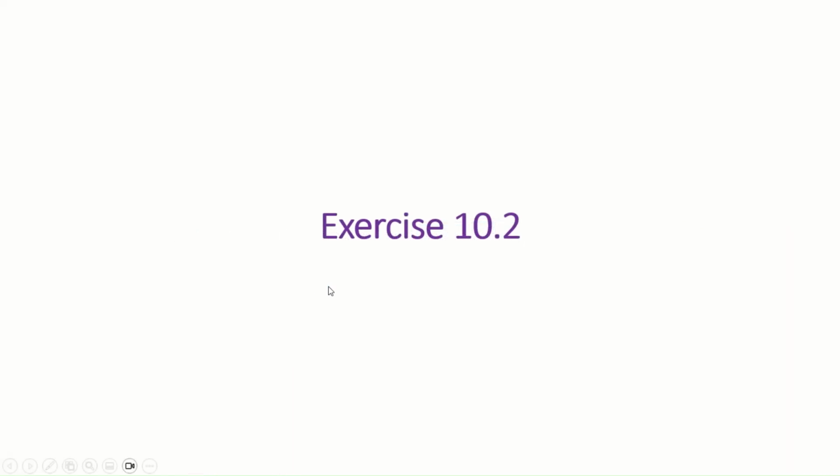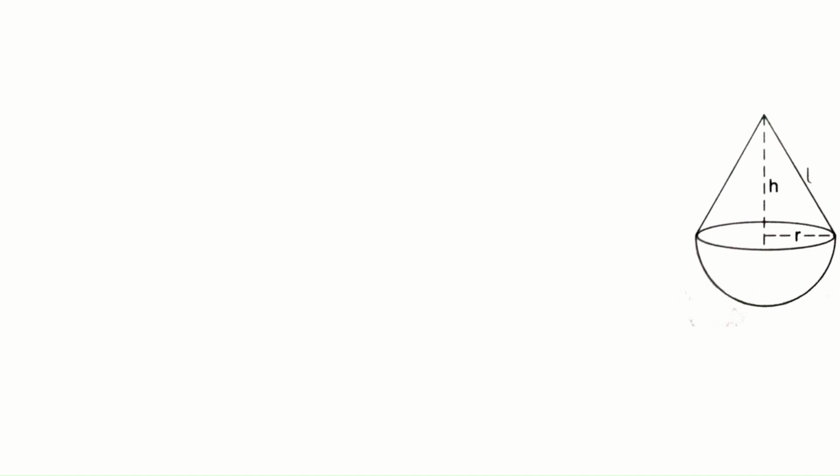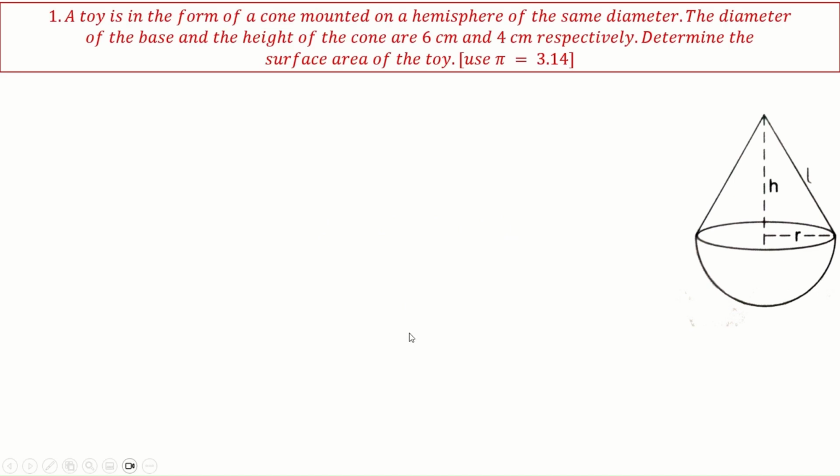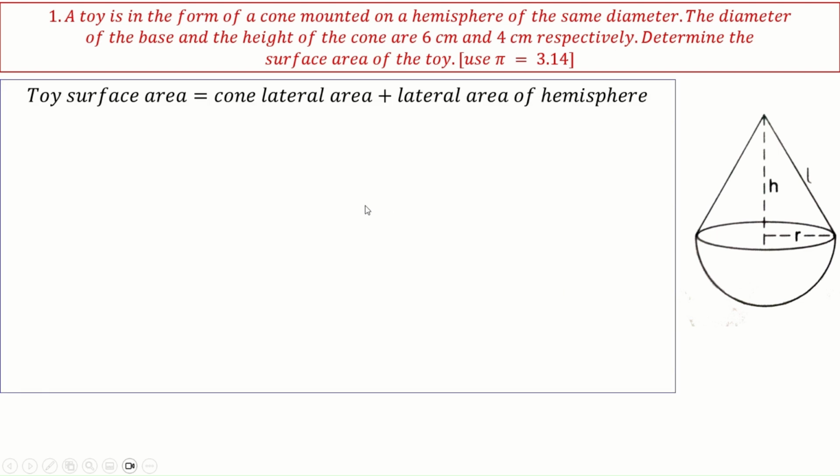Let's do exercise 10.2. A toy is in the form of a cone mounted on a hemisphere of the same diameter. The diameter of the base and the height of the cone are 6 centimeters and 4 centimeters respectively. Determine the surface area of the toy. Okay. Yeah, we have seen an example of this problem.